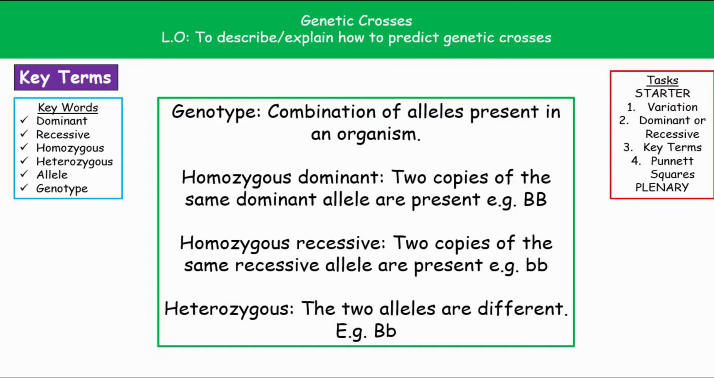Homozygous recessive just means we've got two copies of the same recessive allele present, and so we would see two lowercase letters. And then finally, heterozygous, it just means our two alleles are different. So you've got one dominant and one recessive allele present. So I'll leave these up for a couple more minutes so you can write down all those definitions.